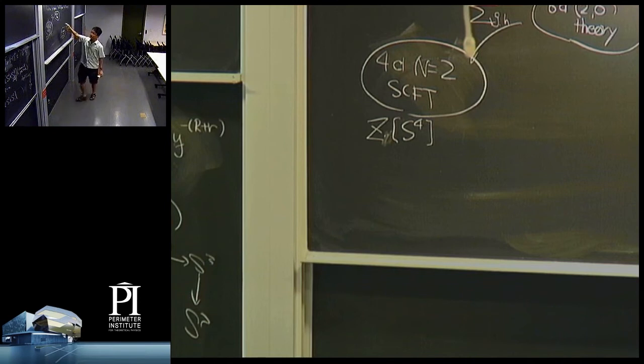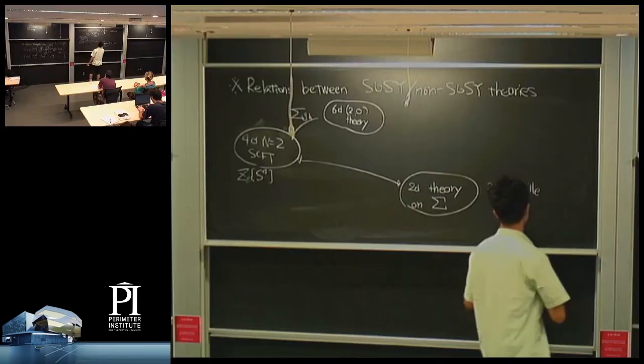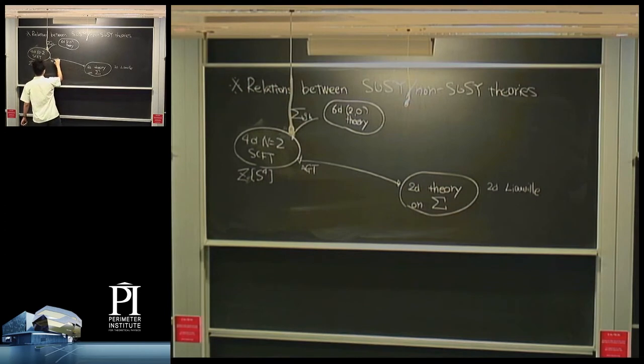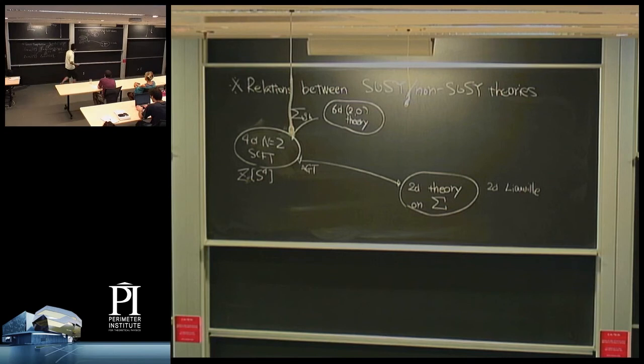And the statement, the relation in this case, is that the partition function of this theory on S4 is the same as the correlation function of the Liouville theory on this Riemann surface. And that's the story of the now-called AGT relation, of Alday, Gaiotto, Tachikawa.